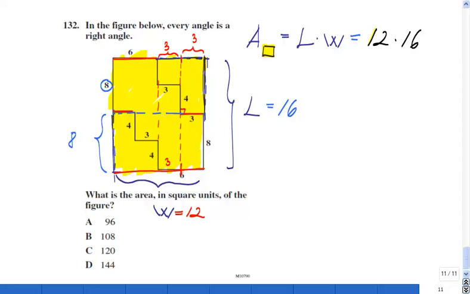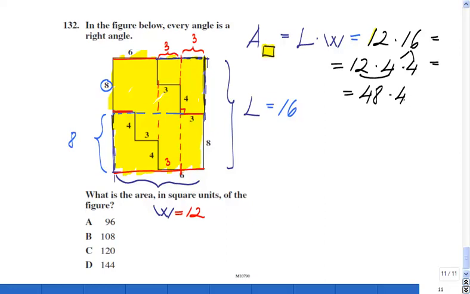12 times 16. You're going to multiply that and find what is the answer, right? What is 12 times 16? What is an easy way to multiply 12 times 16? Well, I can multiply 12 times 4 and then times 4. Why? Because 16 is 4 times 4. 12 times 4, easy, right?